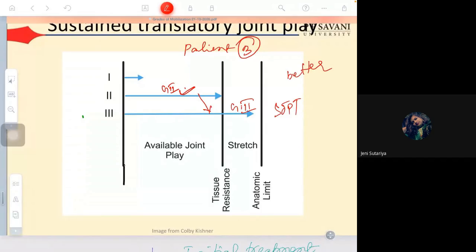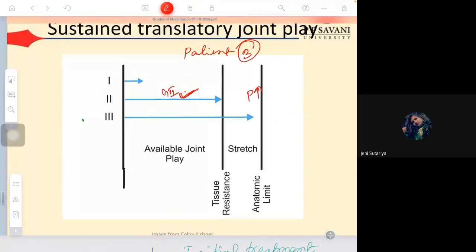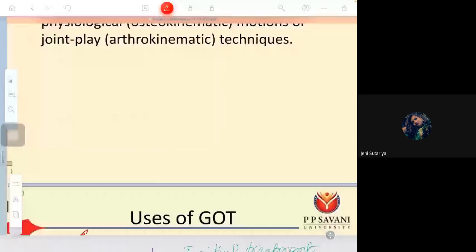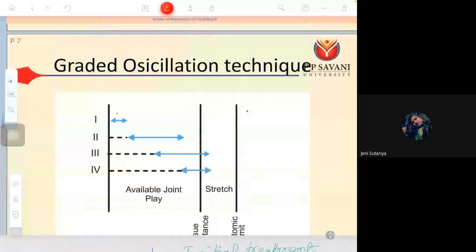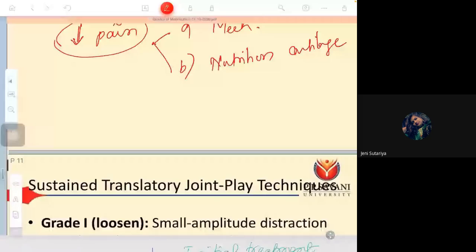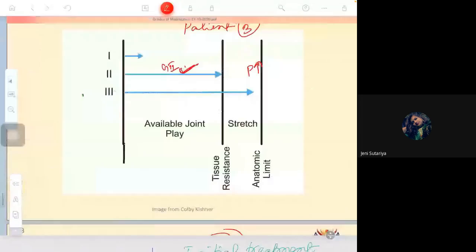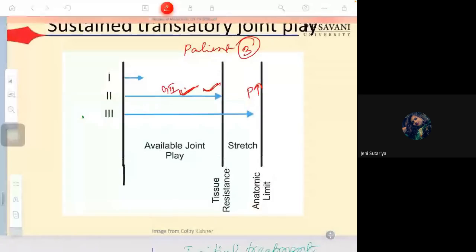Previously what have we done? After grade 3 distraction, pain is increased. Then we selected grade 1 and grade 2 of oscillation, and then pain reduced, and then we came here and again we gave grade 2. Clear? That was patient A.